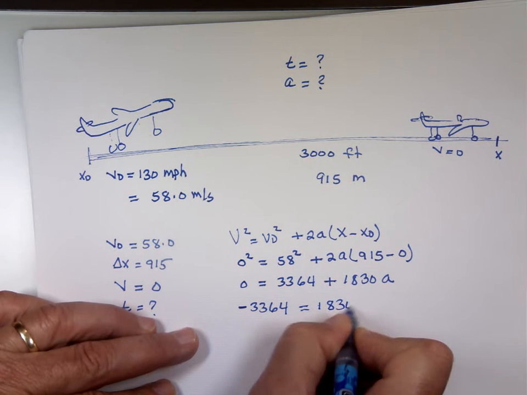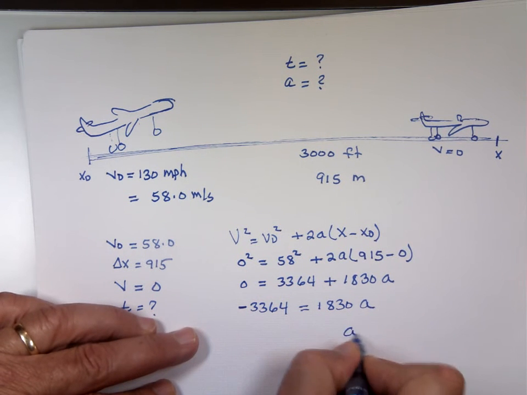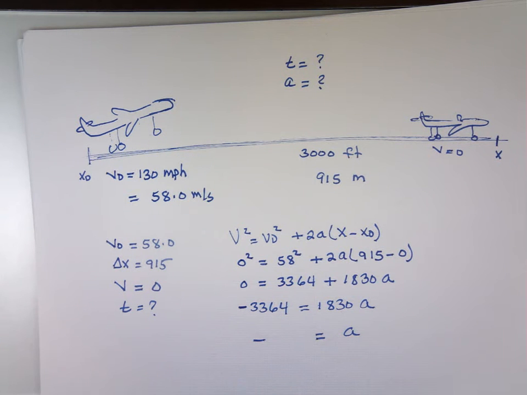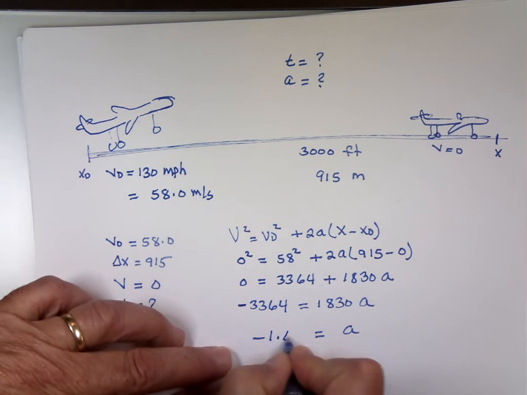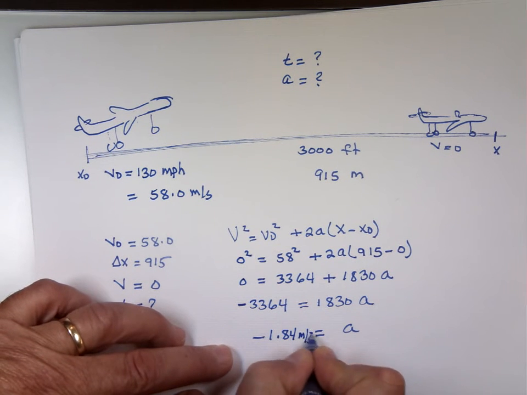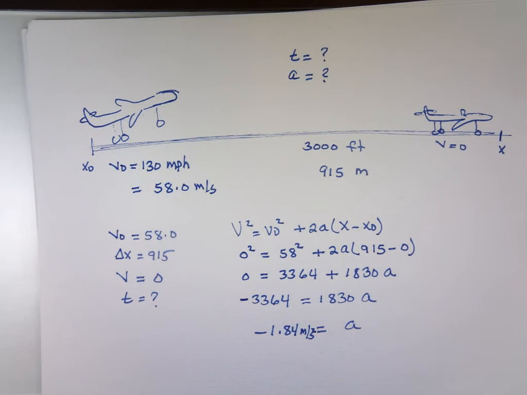Can we solve for a? Notice it's negative. The acceleration is negative because the plane is slowing down. It's negative 1.84 meters per second squared. So the plane is slowing down at the rate of 1.84 meters per second every second.